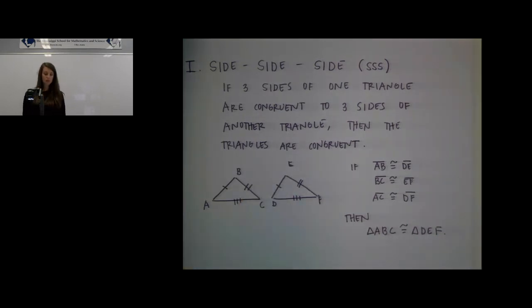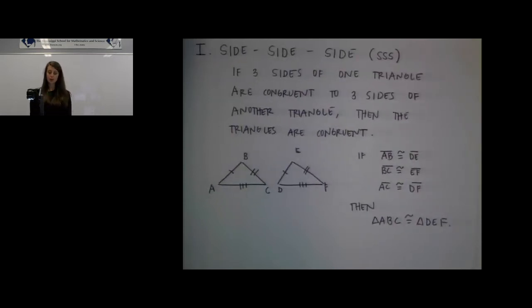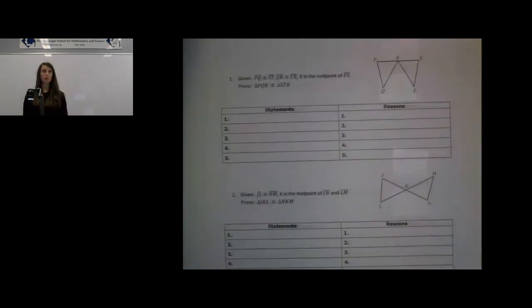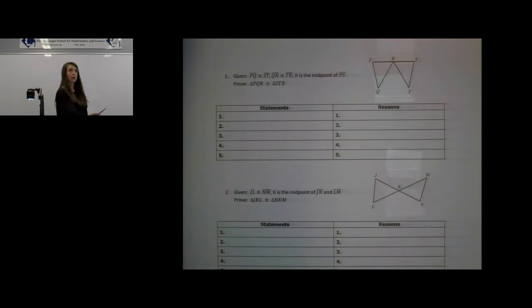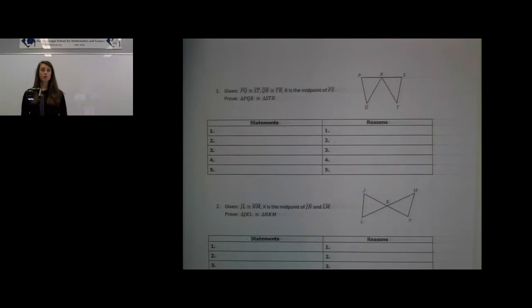So remember, when we're talking about proving, we have to always write what's given first. So we're going to do a few that are going to be from side, side, side. Proving triangles are congruent by using side, side, side. You should have these. It's going to be the first three, numbers 1 through 3. Give me a second here. Okay, so let's look here.